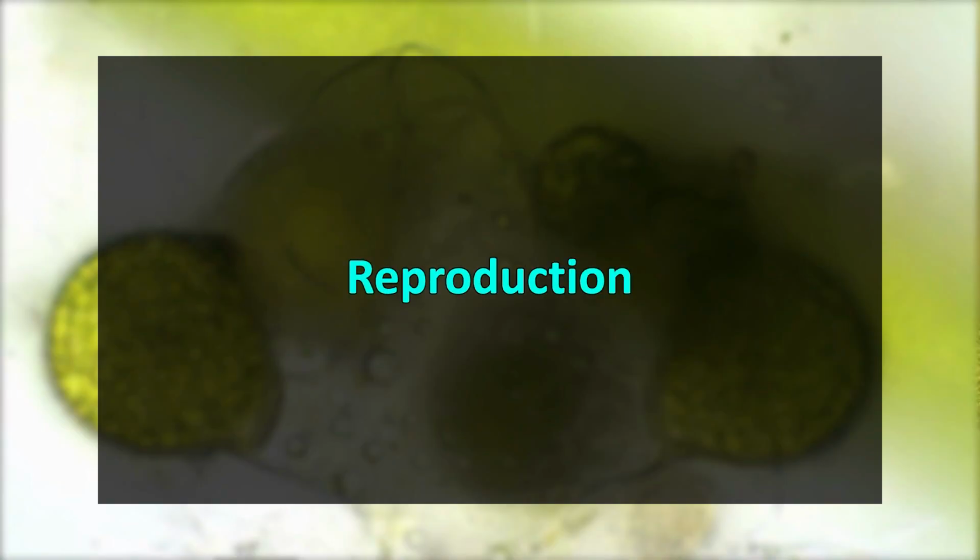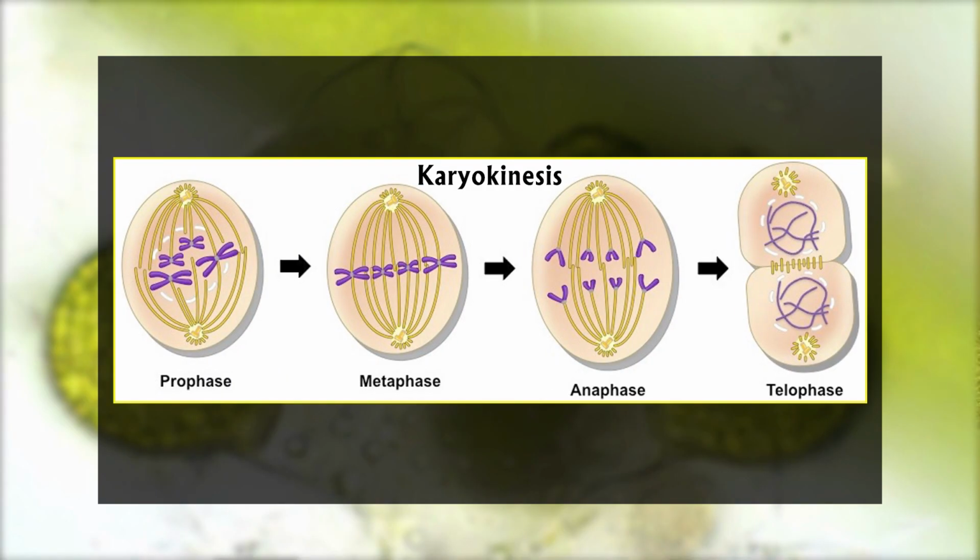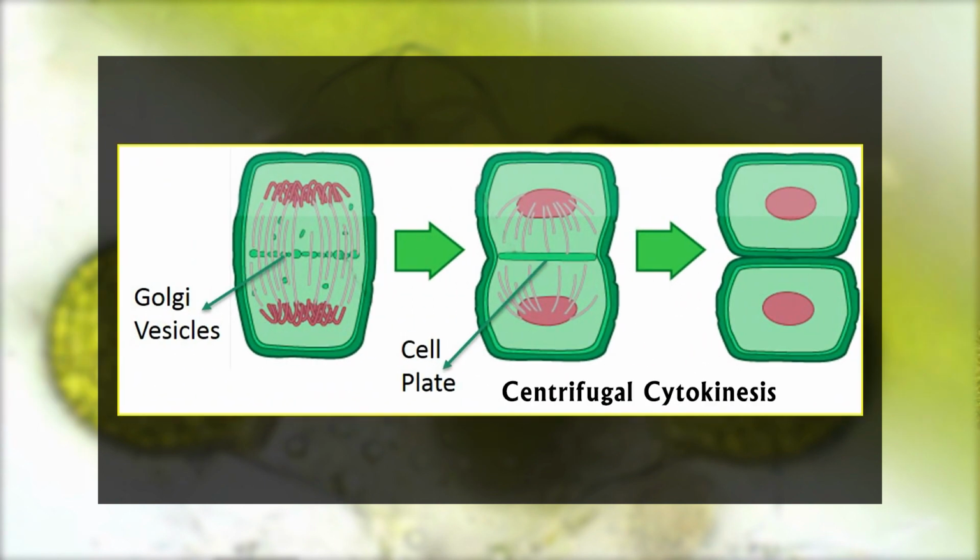Starch is not formed. Plants reproduce commonly by vegetative and asexual means. Vegetative reproduction takes place by cell division, and cell division is always mitotic, involving formation of spindle fibers and organizing in karyokinesis followed by cytokinesis. Karyokinesis as a rule involves prophase, metaphase, anaphase and telophase, whereas cytokinesis is centrifugal.